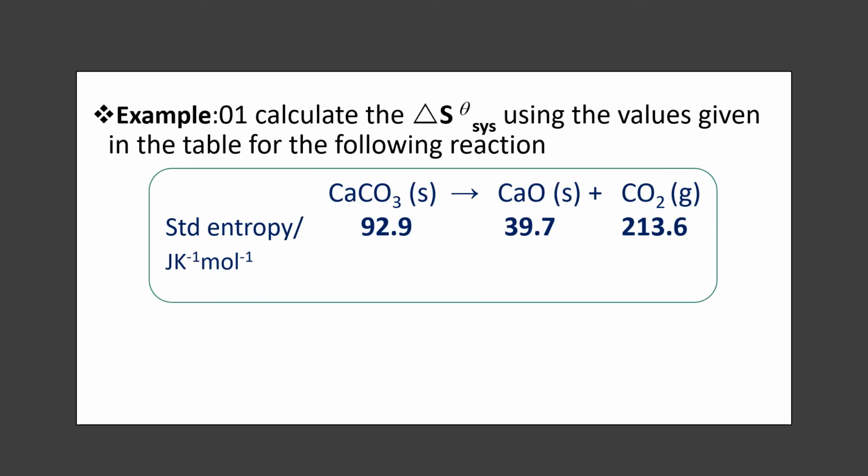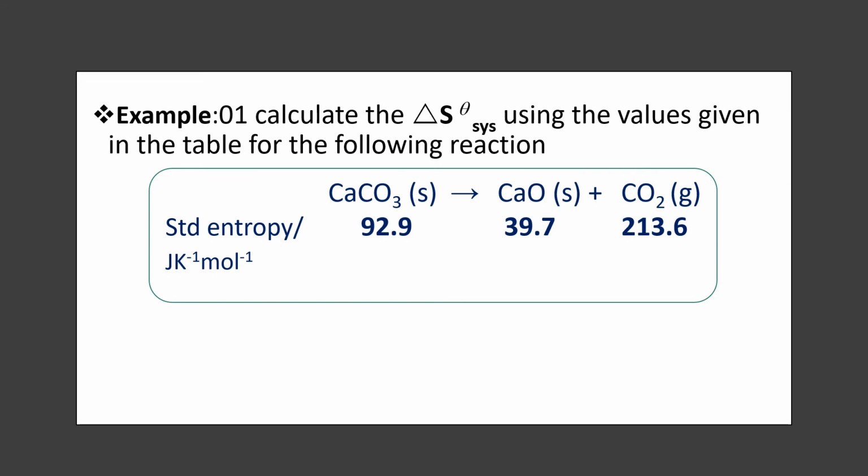Okay, so are you ready for our first calculation example? Here we go. Calculate the delta S system using the values given in the table for the following reaction. So you've got calcium carbonate decomposing to form calcium oxide and carbon dioxide. You can also see the values are already given. Always check if the equation is balanced or not. As you can see, it's a 1:1:1 reaction in this case.